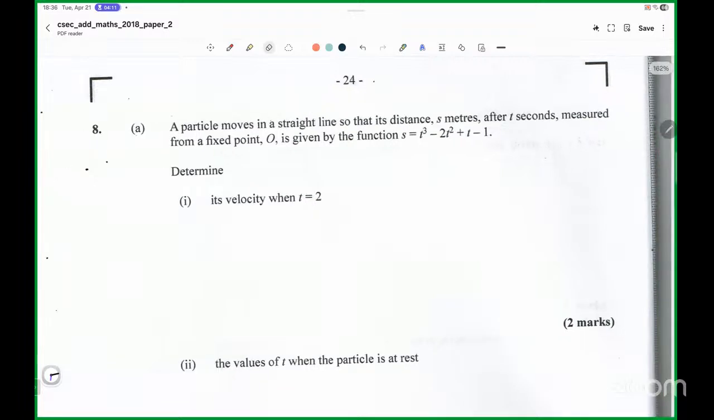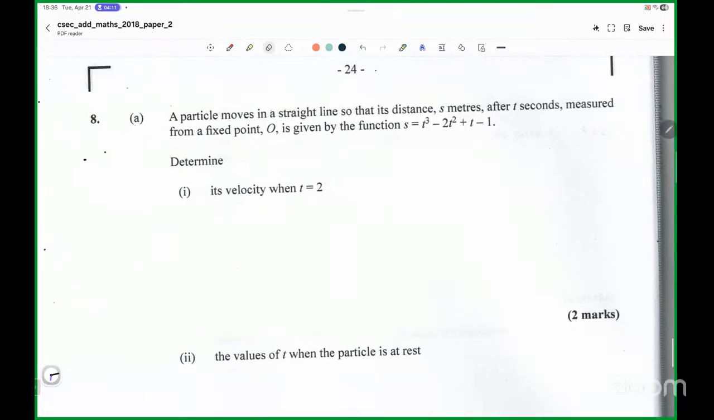So here, a particle moves in a straight line so that its distance S from a fixed point O. So remember, what's the key thing here? Distance from a fixed point is its displacement. That's what they're giving you. So instead of saying it's displacement S, they say S is the distance from a fixed point O. That's it, it's displacement, but displacement is that distance from a fixed point. So they've given the displacement from O.